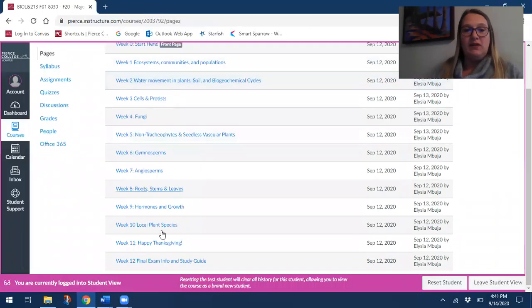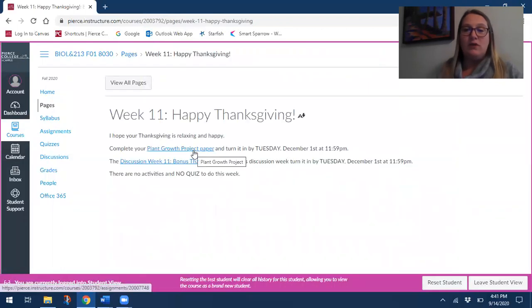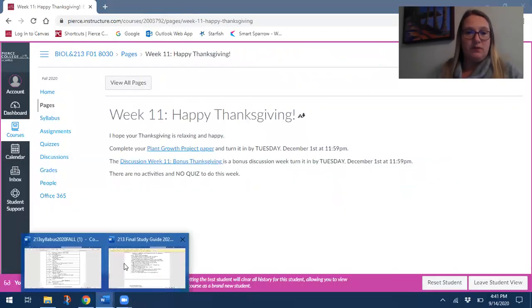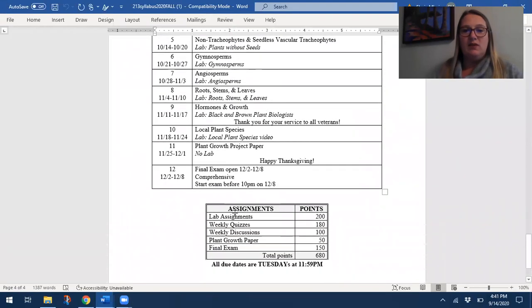Okay, finally, there's one other assignment which is a quarter-long assignment. Oh, sorry, I'll go back to the syllabus here. You'll see that you have lab assignments, quizzes, discussions, and then you have that final that I talked about, which is comprehensive, and then you have this plant growth paper.